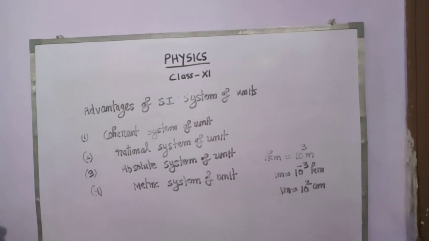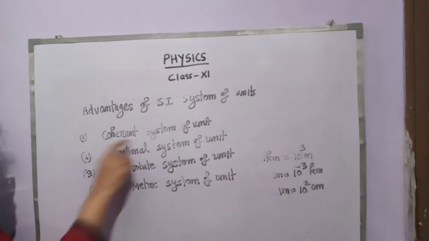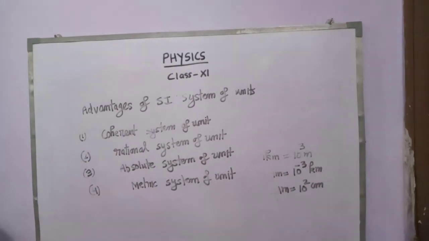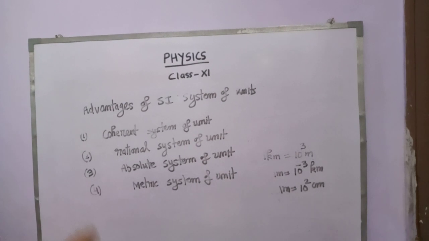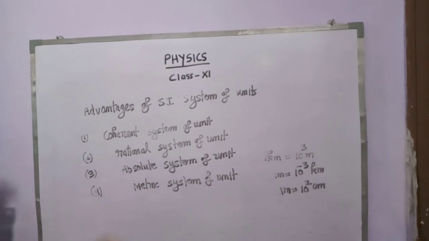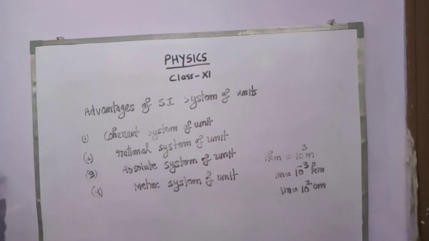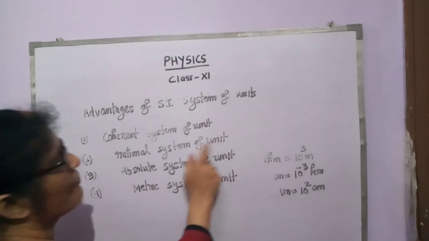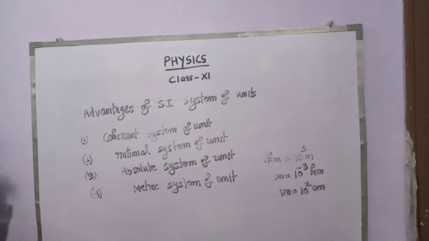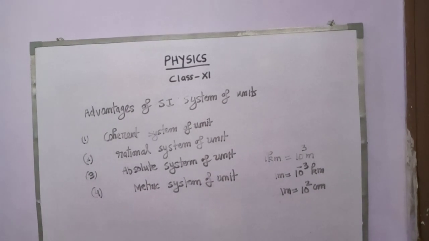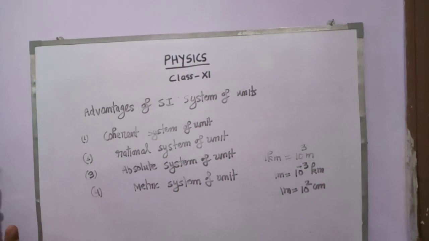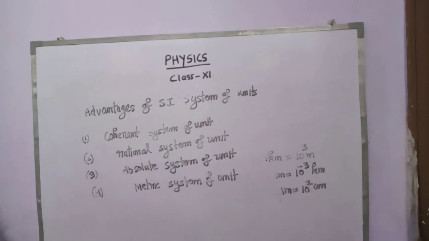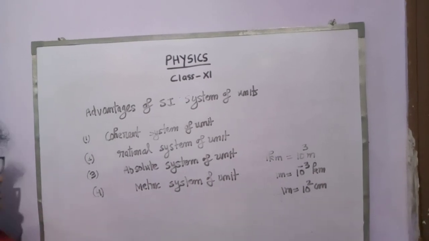That means the SI system of unit is based on certain fundamental units, and the units of all other physical quantities can be obtained by using these fundamental units. Number two, it is a rational system of units. That means it assigns only one unit to a particular physical quantity. Whatever may be the name of the energy, the SI unit is the same, that means joule.